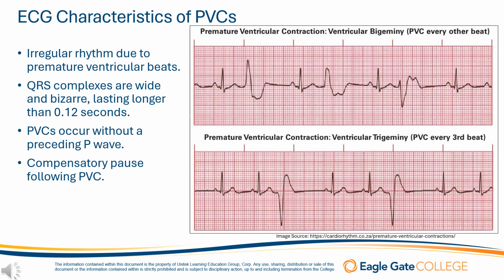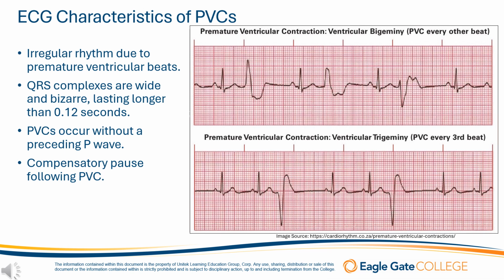One of the hallmark features of PVCs is the appearance of the QRS complexes. They are typically wide and bizarre looking. The QRS duration in PVCs is greater than 0.12 seconds, which is longer than the normal QRS duration of 0.06 to 0.12 seconds. This widened appearance occurs because the PVC originates in the ventricles, causing a slower and less organized spread of the electrical impulse compared to the normal pathway through the His-Purkinje system.